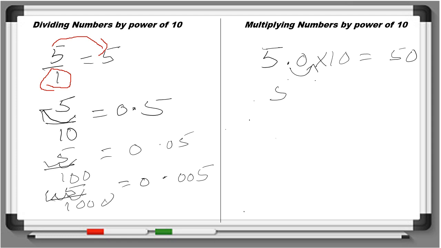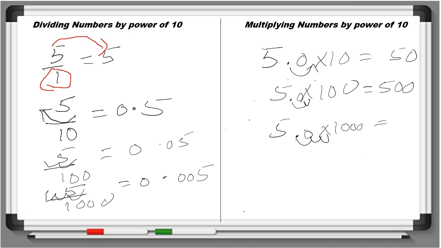If I multiply 5 by 100, the decimal moves 2 places, 1, 2. I will get 500. If I multiply 5 by 1000, the decimal moves 3 places, 1, 2, 3. So I'll get 5, 0, then here 0, 0. So I get 5000.